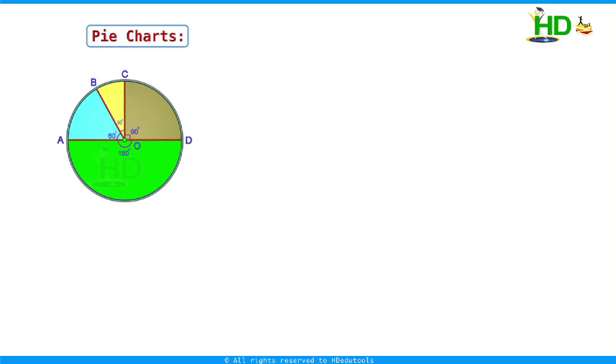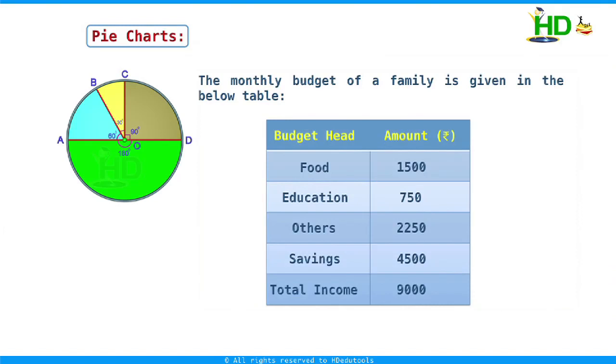The information related to this budget is in this table, which gives the budget head and amount. For food they spend 1500 rupees, for education 750, for others 2250, and savings 4500 rupees, and the total income of the family is 9000. Now this can be represented on this chart like this. This is savings, this is for food, this is for education, this is others. By observing this pie chart, we can identify the different amounts related to different expenses.